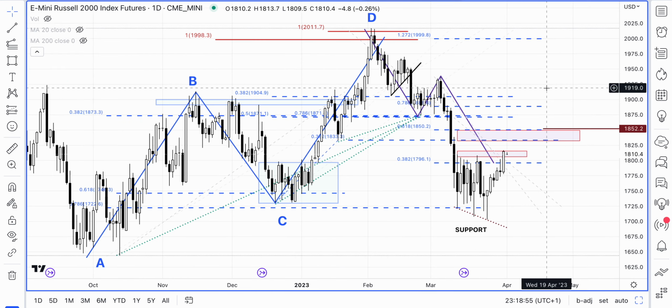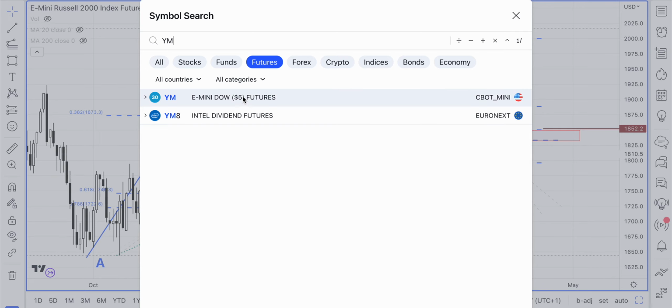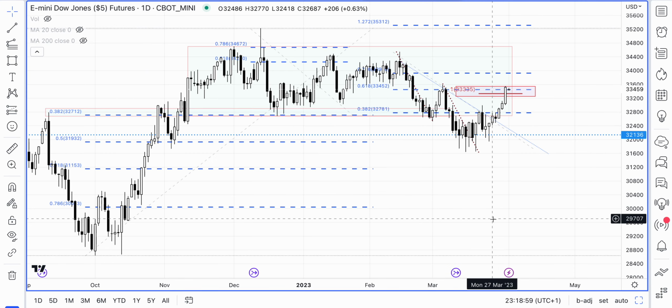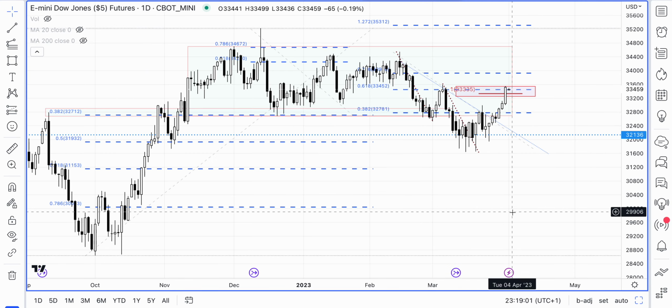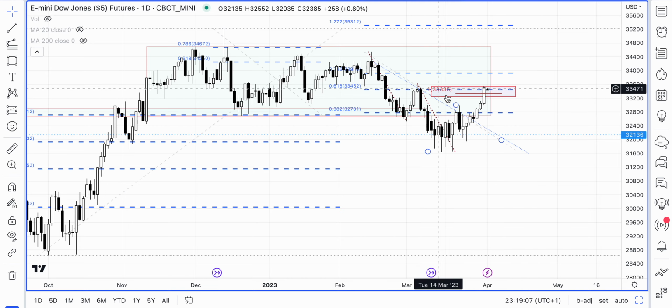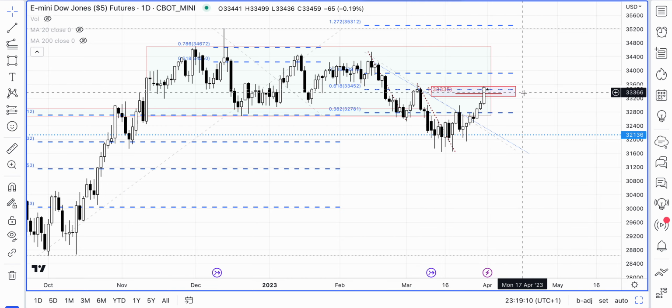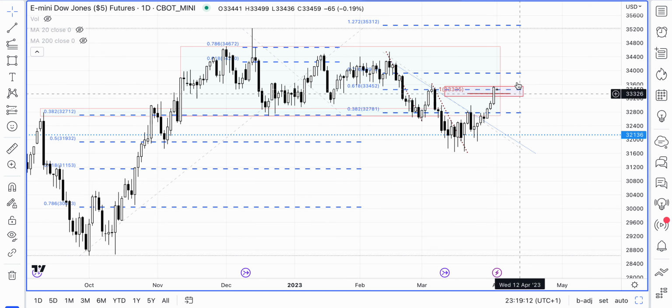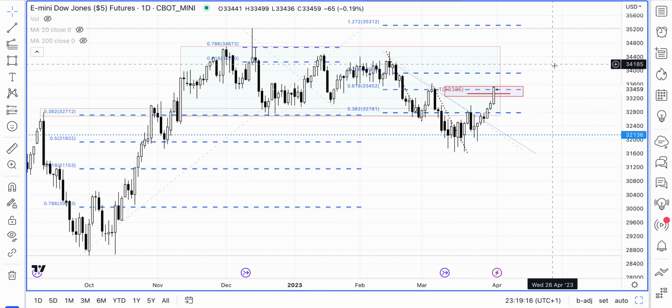Let's take a look at the Dow Jones. So this is the daily chart of E-mini Dow Jones futures. Again, guys, this one went right into the 61.8% Fibonacci retracement. This is the zone which we had identified last week. And here, just like the other indices, we might see some sort of a pullback happen before the price begins to move higher.